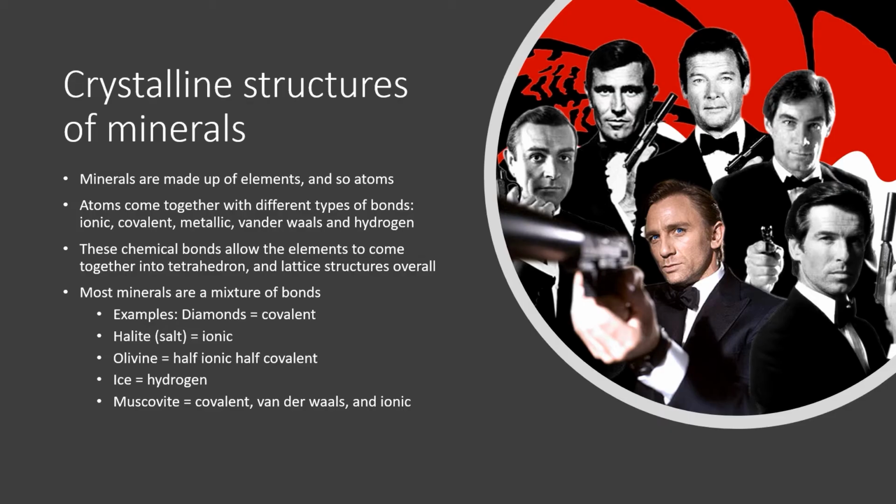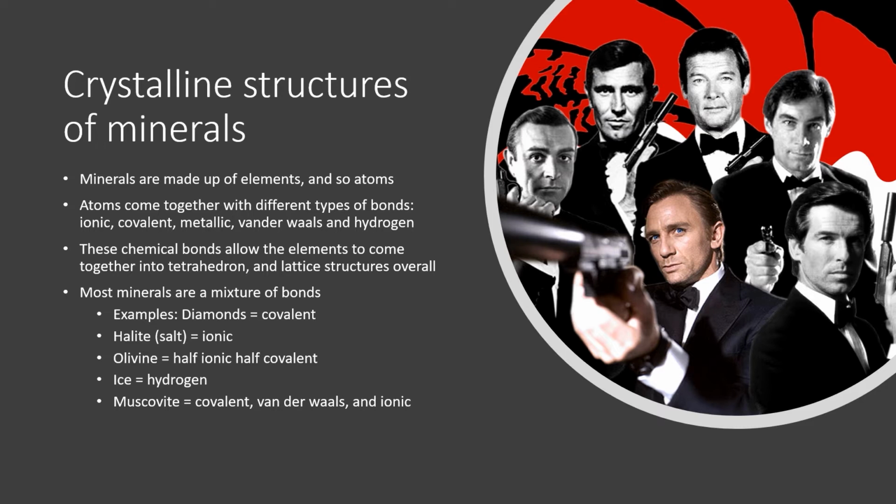So, crystalline structures of minerals. Minerals are made up of elements, atoms, and atoms will come together with different types of bonds. You have ionic, covalent, metallic, van der Waals, and hydrogen. Okay. These chemical bonds allow the elements to come together into a tetrahedron and lattice structures.